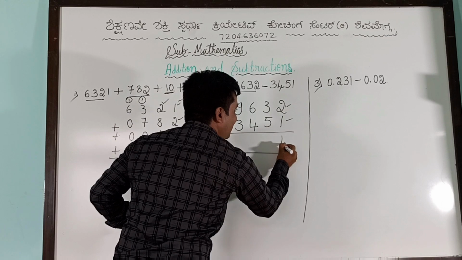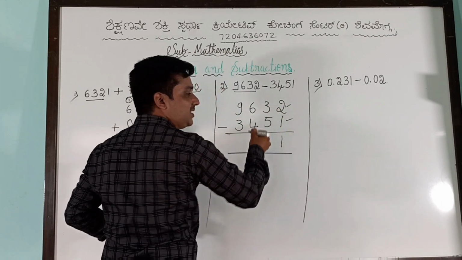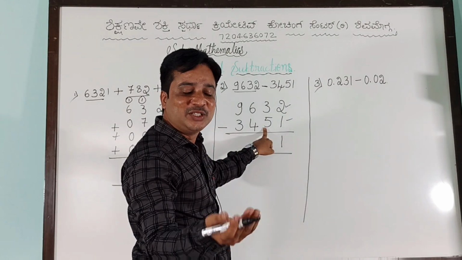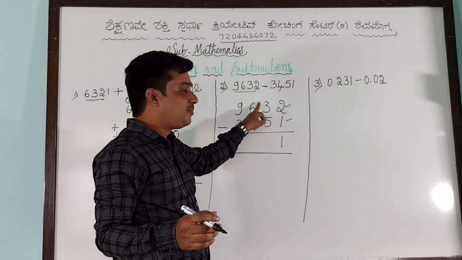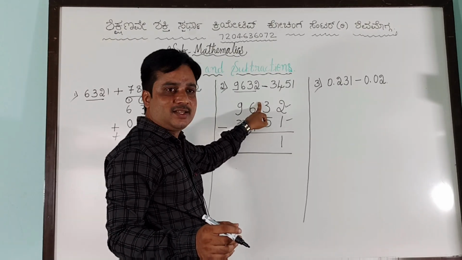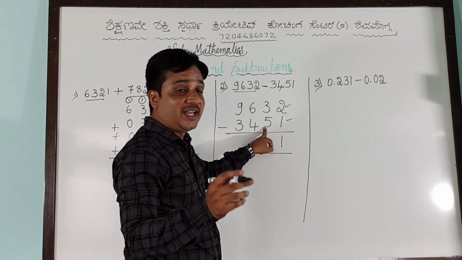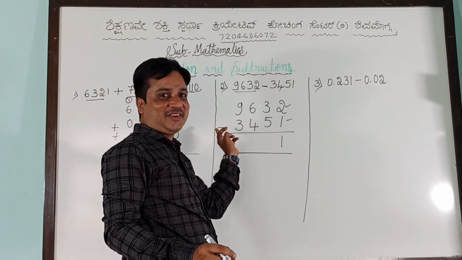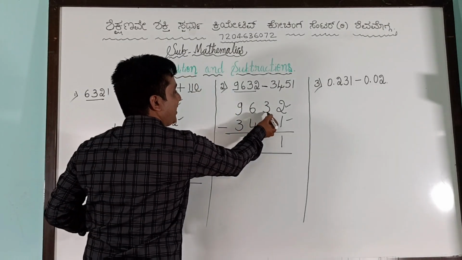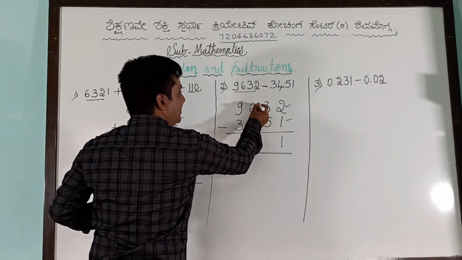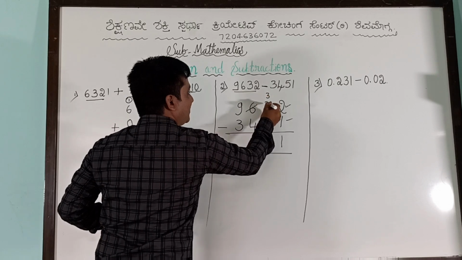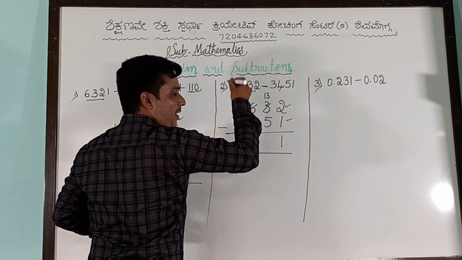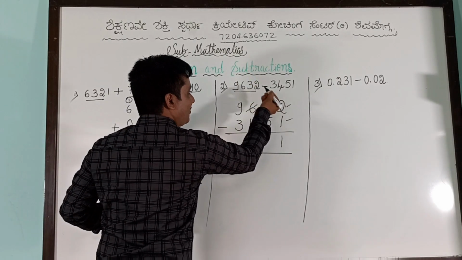2 minus 1 is 1. Again, 3 is there and 5 is there. Here from 3, we can't subtract 5, right? It's very important. When the smaller number is in the upper place and the greater number in the lower place, then what do we have to do? We have to borrow one from the neighboring number. Okay, this is very important. So let's borrow one from this number. Here 3 is left, I have written 3 here. From here to here I have taken one borrow, right?